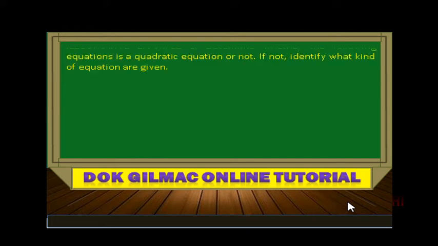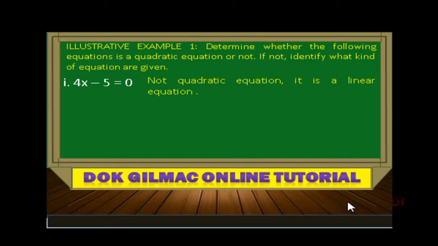Let's have illustrative example number 1. Determine whether the following equations is a quadratic equation or not. If not, identify what kind of equation is given. Single I. 4x minus 5 equals 0. Not a quadratic equation. It is a linear equation since the degree is equal to 1.